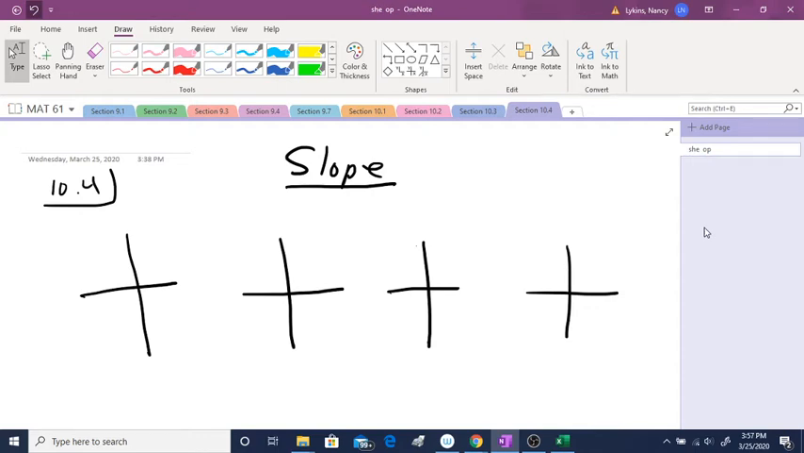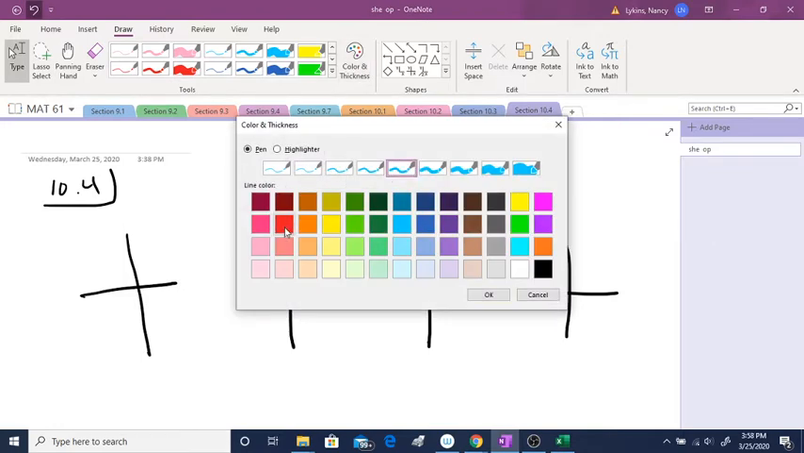Okay, this next section I'm going to talk about slope. Slope is very important with graphing. So, what I'm going to demonstrate is I'm going to put some lines here on 4 graphs.